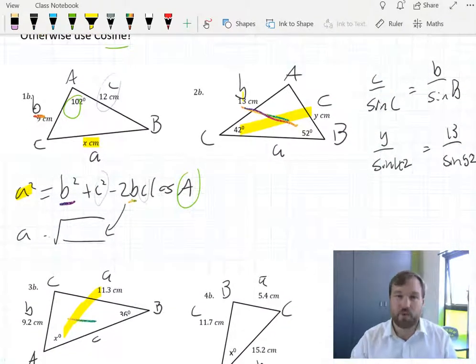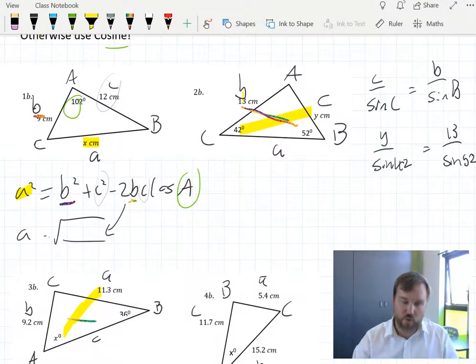Okay, hopefully those 4 examples helped a little bit. If you can do those 4 types of calculations and then the sine area rule, you are well set for the interim.